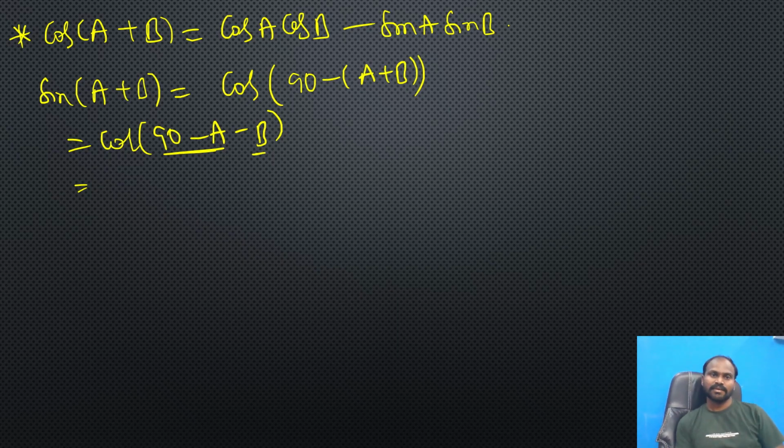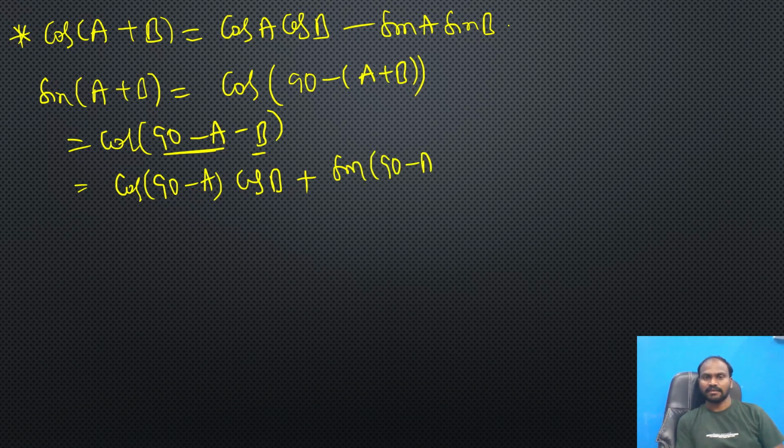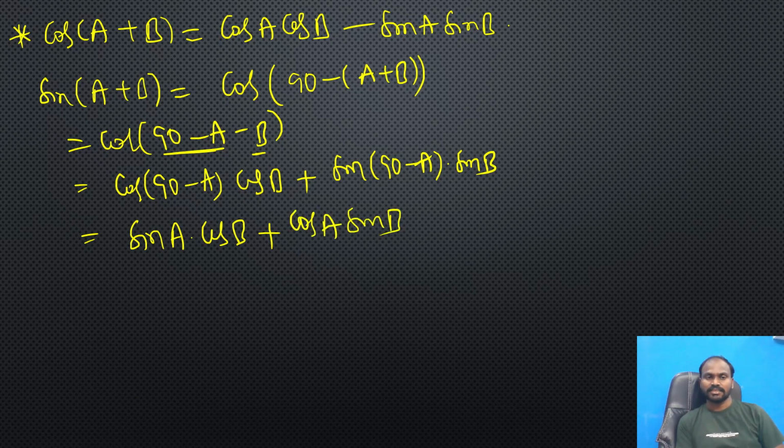So what is the cos of A minus B formula? Cos A cos B plus sin A sin B. So cos of 90 minus theta is sin theta, therefore sin A cos B, and sin of 90 minus theta is cos theta, so cos A sin B. You can see that you have the formula for sin of A plus B here.